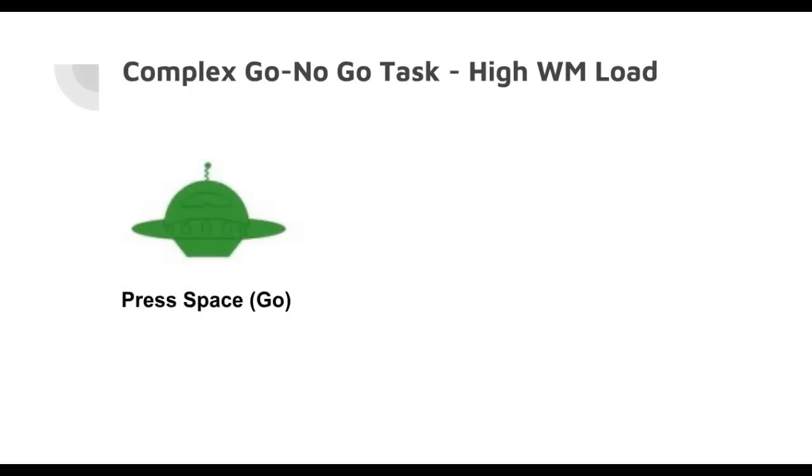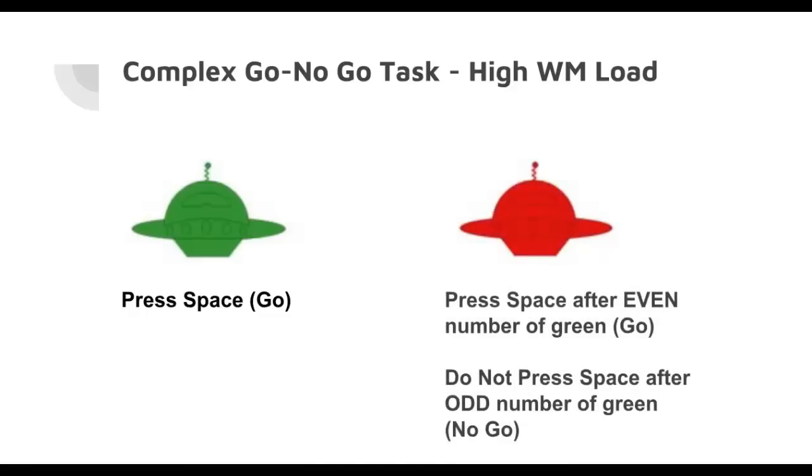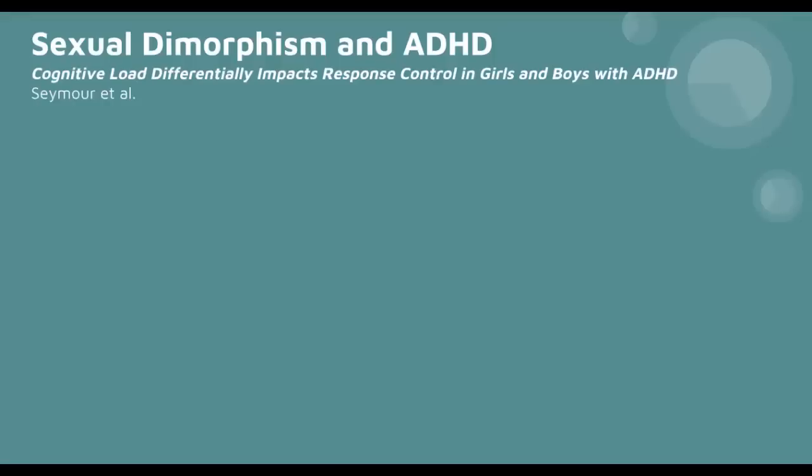Let's contrast this with the high working memory load scenario, where once again we ask our participants to press space if they see a green spaceship, but we kind of up the ante with the red spaceship. So essentially what's happening here is this introduction of this more complex structure with the red spaceship is really increasing the cognitive demand of our participants. And that's why we call this the high working memory load scenario.